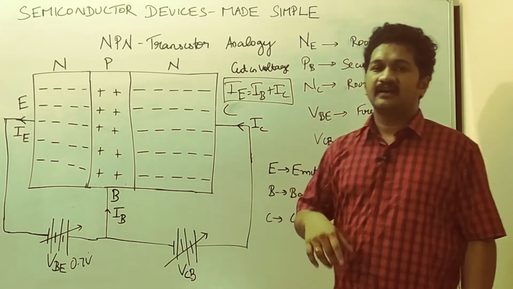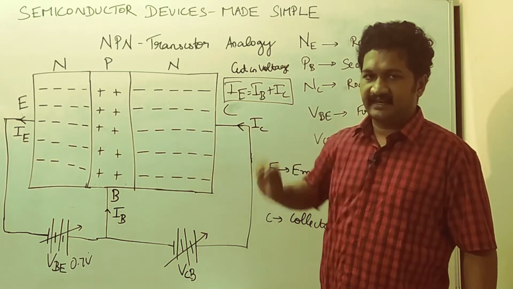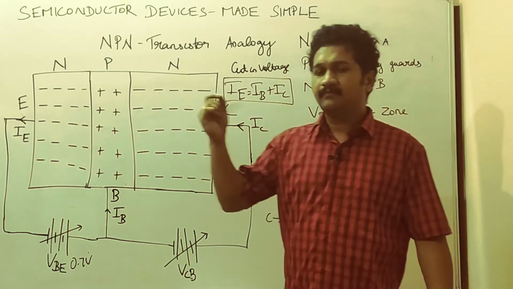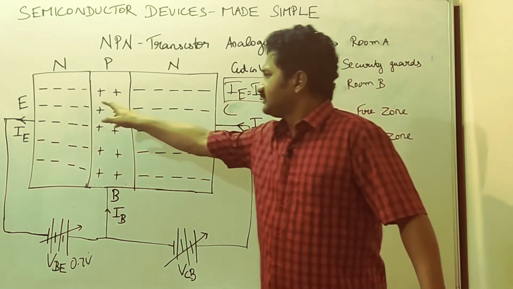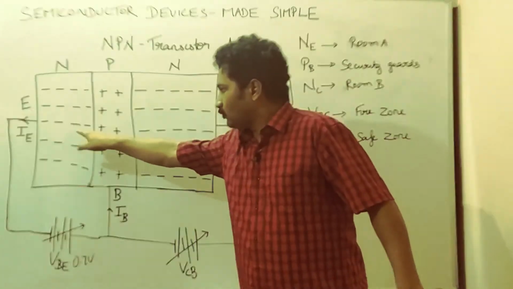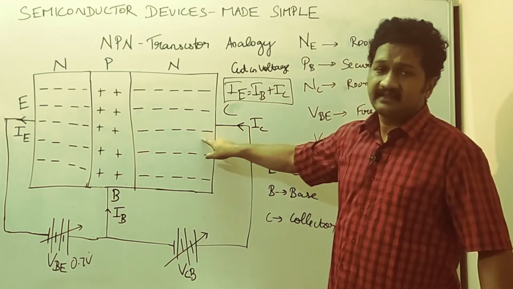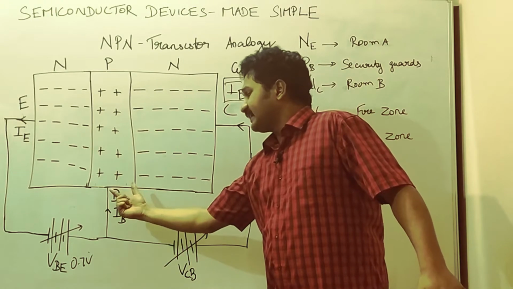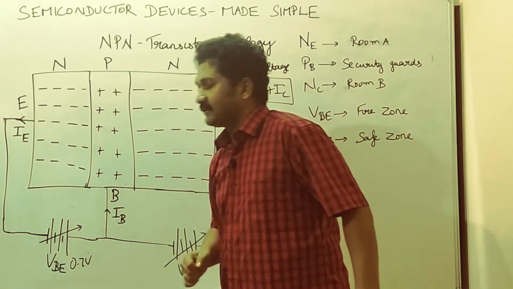Keeping in mind the analogy I was discussing, let's compare it with the actual working of an NPN transistor. Before equating the analogy, I will tell you some basic aspects of the NPN transistor. This is the emitter, this is the base, and this is the collector. The emitter is moderately doped, the base is lightly doped, and the collector is heavily doped. So the width of the collector is highest, the width of the base is lowest, and this width is moderate.